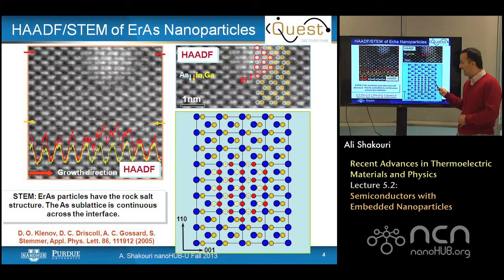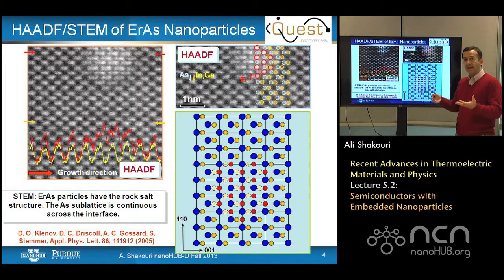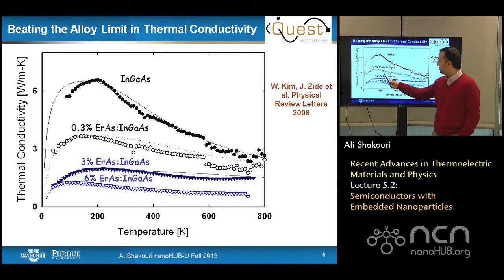This is one of the unique cases where you can add a material with significantly different mass and bond strength, basically an acoustic impedance difference inside, and affect heat transport, but we will also discuss that it will also change electrical transport. The effect on thermal conductivity is dramatic. It was first shown by Woochul Kim et al. in 2006. In the case of indium gallium arsenide, it behaves like most alloys.